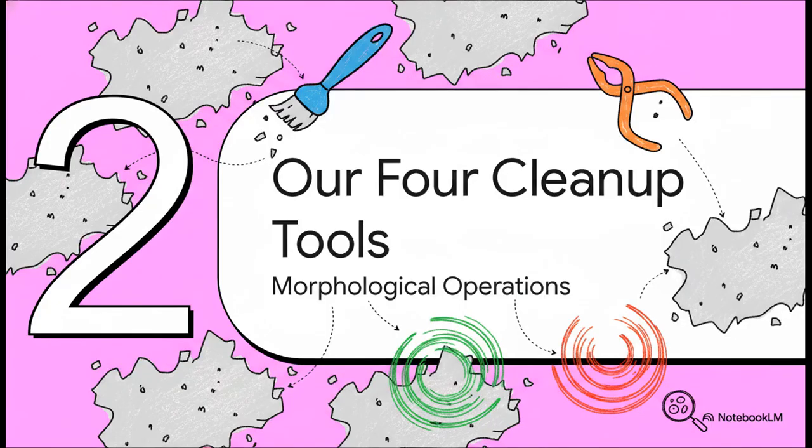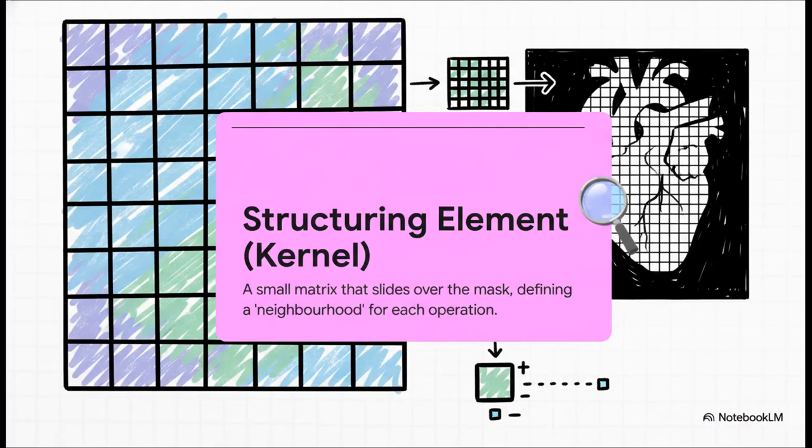So, to do that cleanup, we need the right set of tools. In the world of computer vision, these tools are called morphological operations. Now, that sounds super complicated, I know, but trust me, they're actually really intuitive ways to reshape and refine our messy mask. Now, before we get to the tools themselves, we have to understand the one thing they all have in common, something called a structuring element, or a kernel.